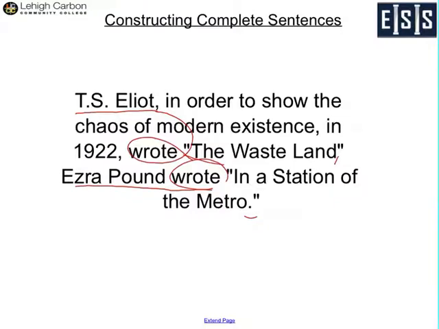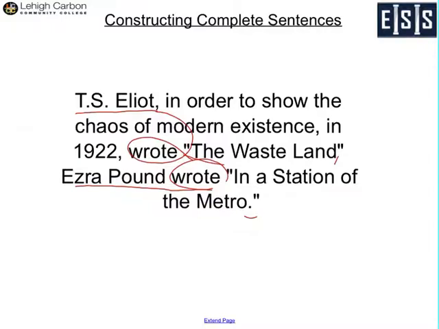So here we'll say T.S. Eliot wrote The Wasteland, and Ezra Pound wrote In a Station of the Metro. And shows that our first clause and our second clause relate to one another. They're similar in some way. You might say, well, but Sam, I want to show how these two clauses are different. These are two different poems with two different ideas. I want to show their contrast.